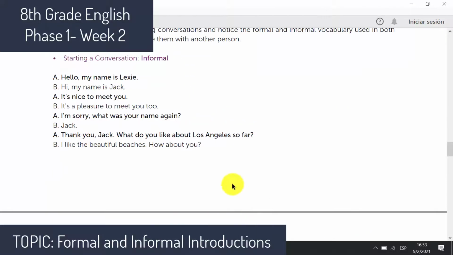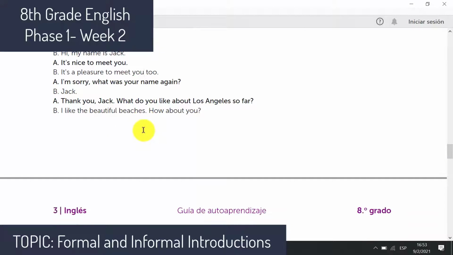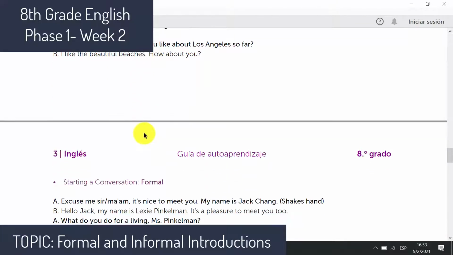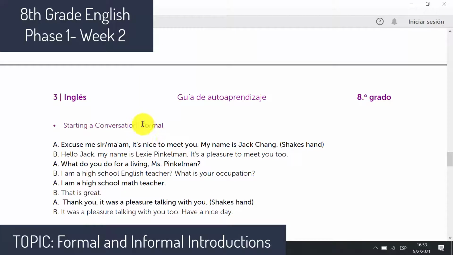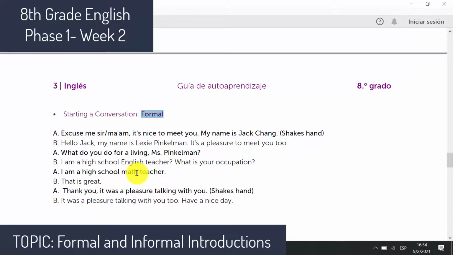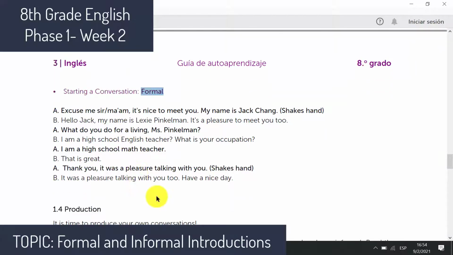So do you see the difference? ¿Viste la diferencia? This one is informal conversation. The vocabulary is for friends, okay? It's a chat with friends. Whereas this conversation is formal. It has formal vocabulary. The expressions are very respectful, very sophisticated, yes? That is why we can see the difference between formal and informal, okay?